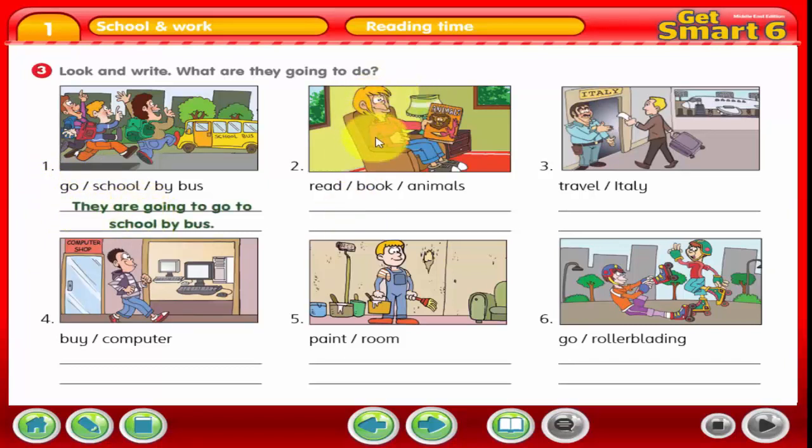Number 2, he is a boy. ولد مذكر مفرد he. The helping verb الفعل المساعد معه is. He is going to. He's going to do what? He's going to read a book about animals. Number 3, travel Italy. This man. So he is going to what? ماذا سيفعل؟ going to travel. سيسافر to Italy. Number 4, this boy buy computer. He is going to do what? ماذا سيفعل؟ is going to buy a computer.